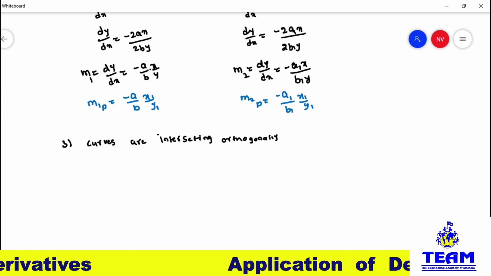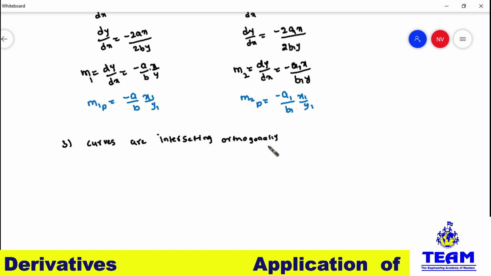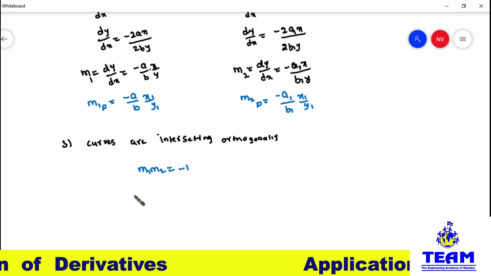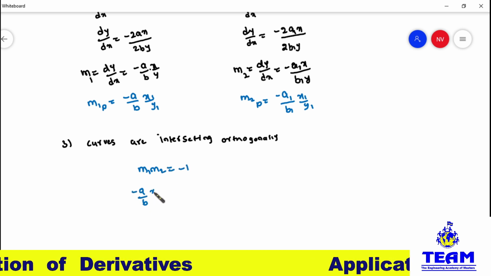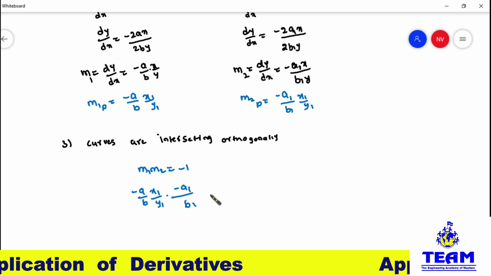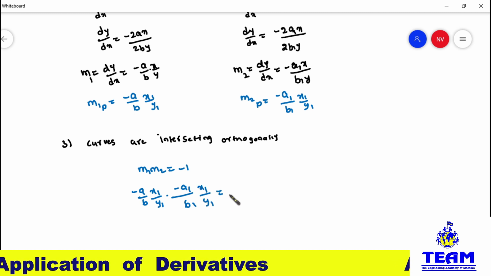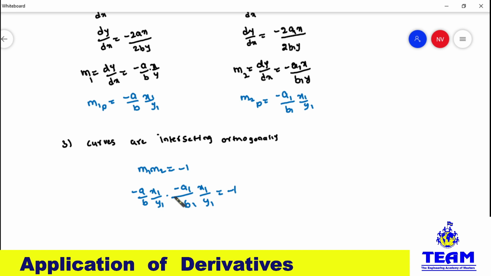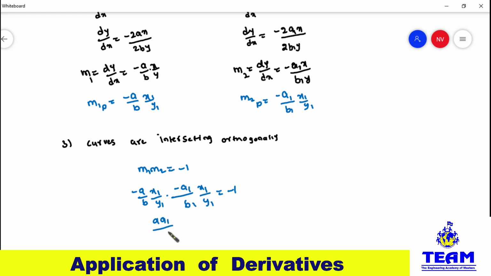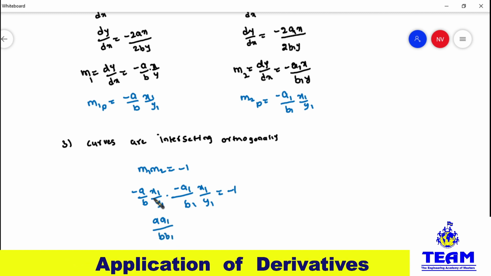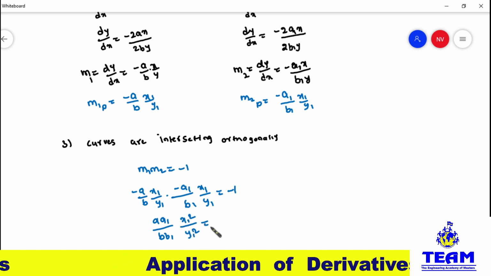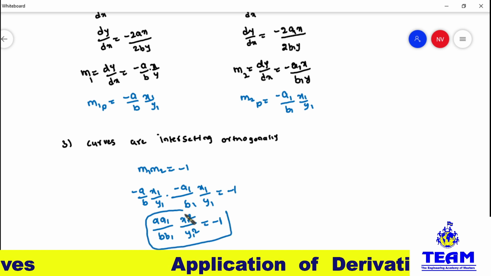So friends, in step 3, curves intersect orthogonally. So what is the condition we have? m1 into m2 is equal to minus 1. Write down what is m1: minus a by b into x1 by y1. And what is m2? Minus a1 by b1 into x1 by y1, which is equal to minus 1. Friends, you observe minus into minus is plus. Here the constants I am writing on one side, that is a1 by b1. Next, here you have x1, here you have x1. So x1 square divided by y1 square, which is equal to minus 1. So we have a relation like this.